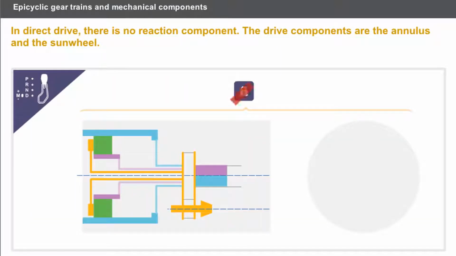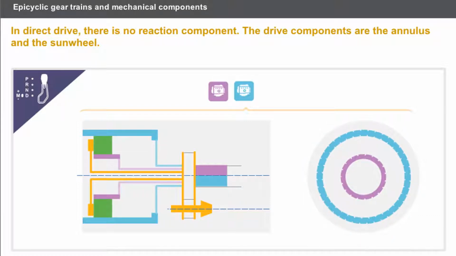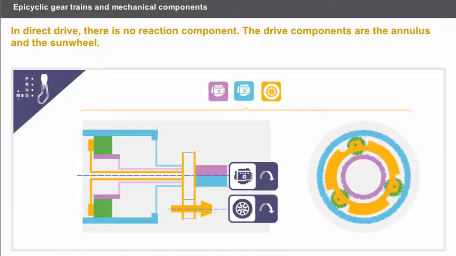In direct drive, there is no reaction component. The drive components are the annulus and the sun wheel. The speed of rotation of the gearbox output is the same as the input speed of rotation.